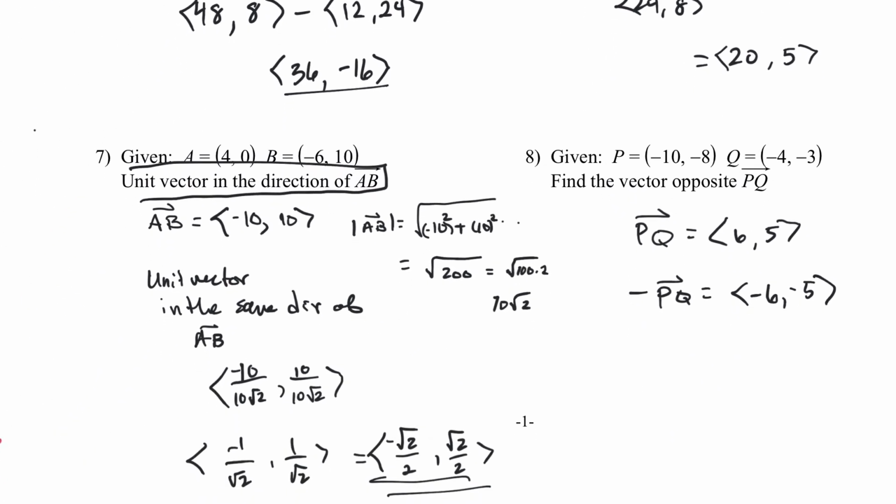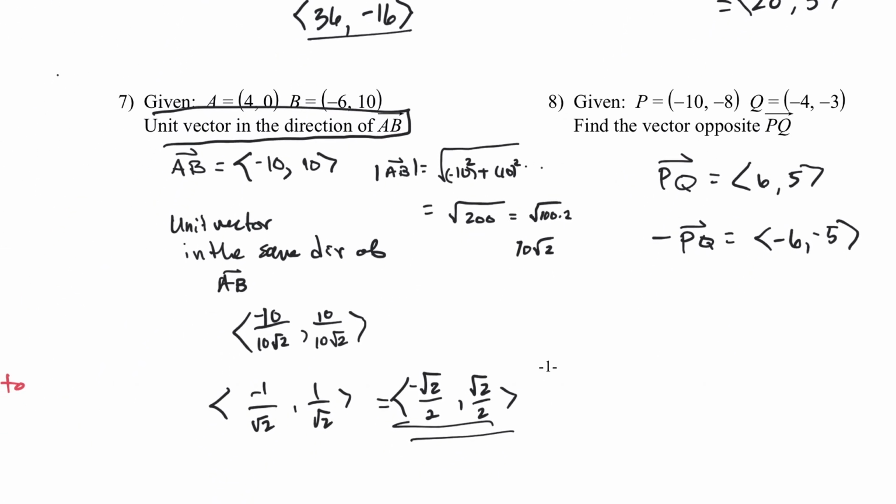Okay. The next part we're going to talk about, 7 and 8. This is a little bit from yesterday. We talked about a unit vector in the direction of another vector. Right? First of all, they don't give me the vector AB. I have to find it, so we're going to do the subtraction.